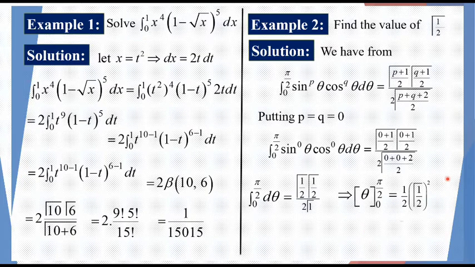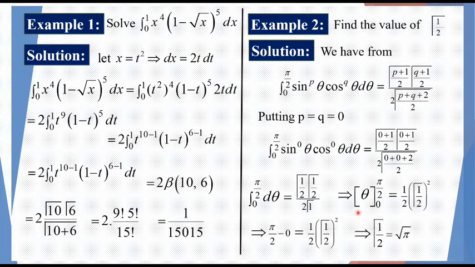It is 1 by 2 gamma half square, and when we put the limits, pi by 2 minus 0, or pi by 2 equals 1 by 2 gamma 1 by 2 square. So 1 by 2 cancels with 2. So pi equals gamma half square, or gamma half equals root pi.